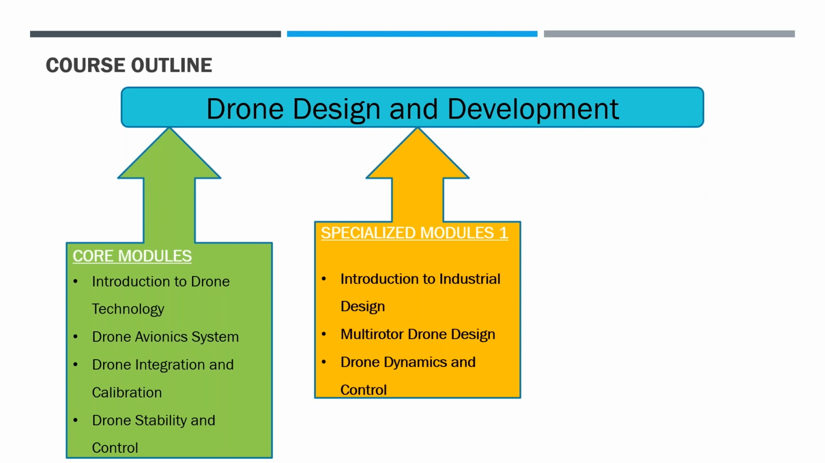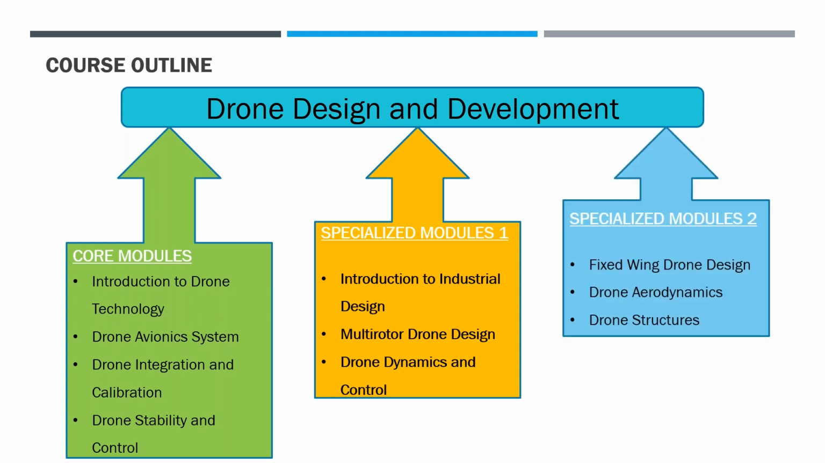And then multi-rotor design, where it can be a quadcopter or hexacopter. How are you going to design that multi-rotor, and what is the physics behind it? First we will try to understand, and then we will move to the design part. Then drone dynamics and control, the physics part and the control part of it.